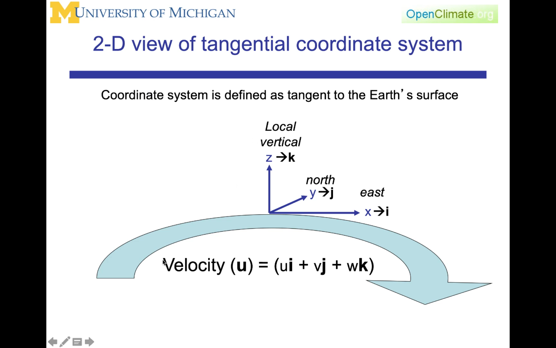Here's another view of it. This is a view that you might consider to be a 2-dimensional view looking at a ring of the Earth. In this case, the tangential coordinate system is drawn such that here's the west to east direction, here's south to north, and then here is the local vertical. U, the velocity vector, is written such that U is in the i direction, V is in the j direction, and W is in the vertical.